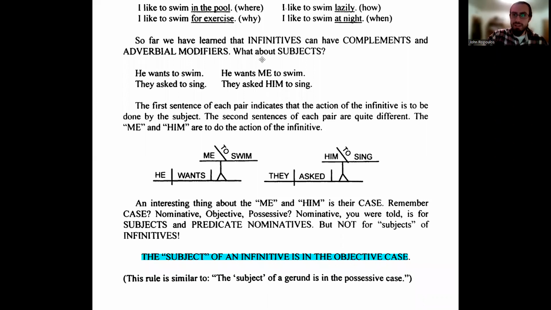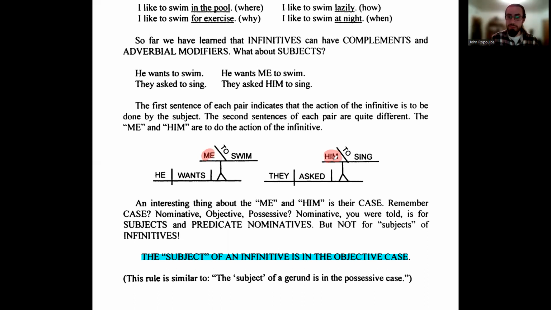It's almost like me, right? It's an indirect object, right? Is it? He wants me to swim. So me here is the subject for to swim, because me to swim, right? This is the subject, him. But notice it's not in the nominative case, right? It's in the objective case. Why? Think about that.